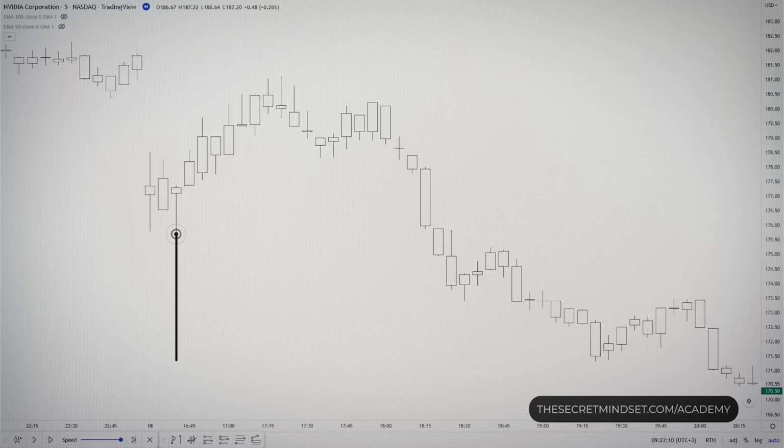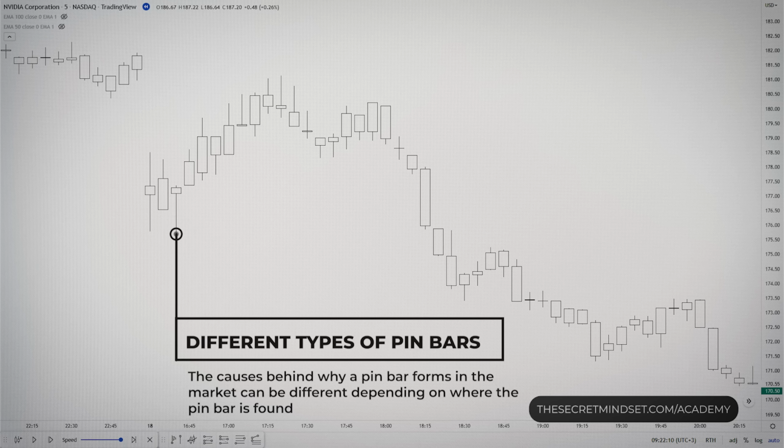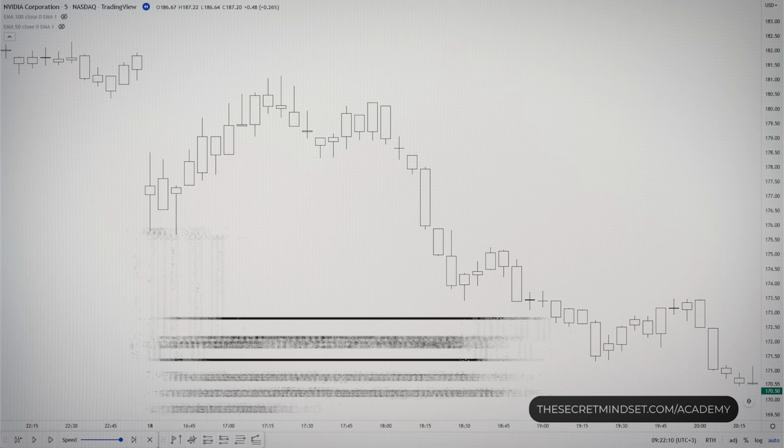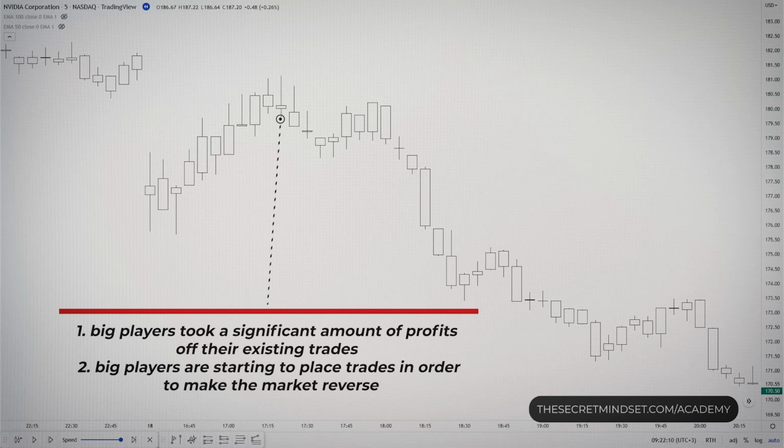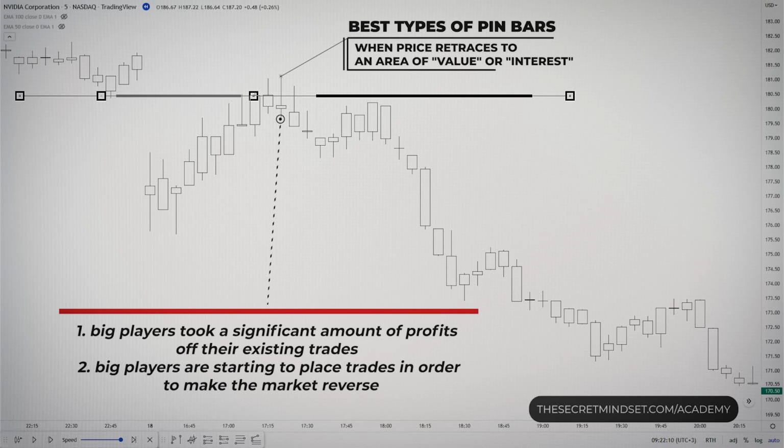If you didn't already know, there are different types of pin bars which appear in the market. When I say types, I don't mean one pin bar has a bigger wick than the other. I mean the causes behind why a pin bar forms in the market can be different depending on where the pin bar is found. There are two main causes. When a pin bar appears, a big player took a significant amount of profits of their existing trades, or they're starting to place trades in order to make the market reverse. And the best types of pin bar setups form when there has been a sustained move, either up or down, and price retraces to an area of value or interest.